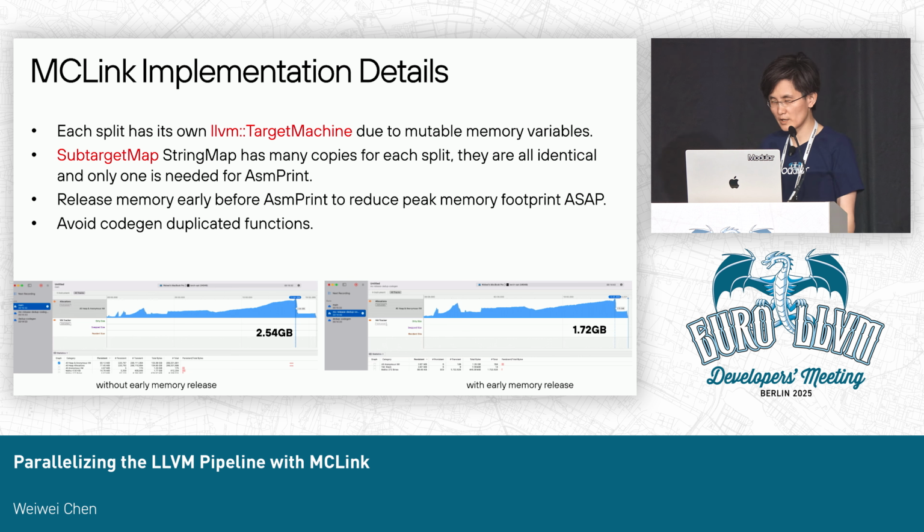By doing this, we also try to reduce the duplicate functions, because we eventually only need one copy of a duplicated function, especially for those internal functions. So with these 2 fixes, we can drop the peak memory footprint by about a third, from 2.5 gigabytes for this test case to 1.7.